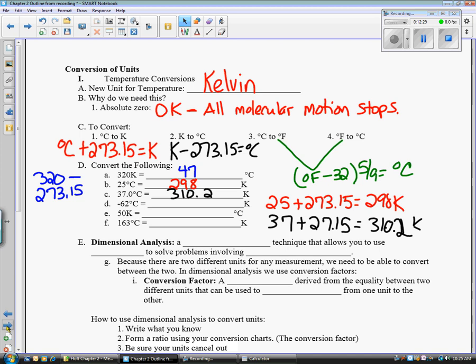Now, pause it. You only have 3 left. Try them on your own. See if you add and subtract correctly. And then when you come back, I'll throw up the answers. All right, here are the answers for the last 3. You have 211 Kelvin. You have negative 223 Celsius. And 436 Kelvin. Check your answers. Make sure you got it right. And that's it for this part of the video.